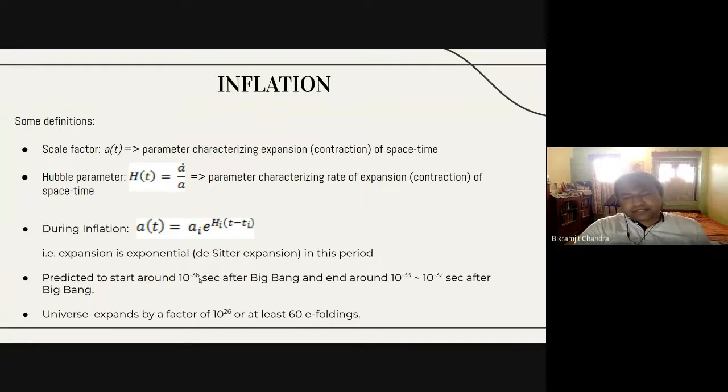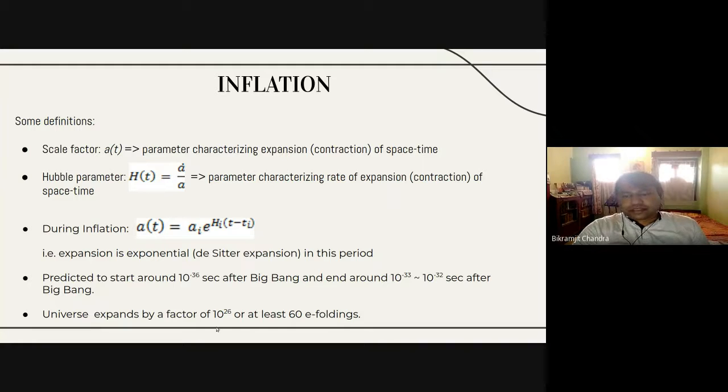To put it in perspective, the shortest period of time that we have measured with our instruments is something like 10 to the power minus 21 seconds. And this is so much smaller than that. So it started around here and then ended around 10 to the power minus 33 to 10 to the power minus 32 seconds after the Big Bang. And in this time, the universe expanded by a factor of 10 to the power 26, or e to the power 60.